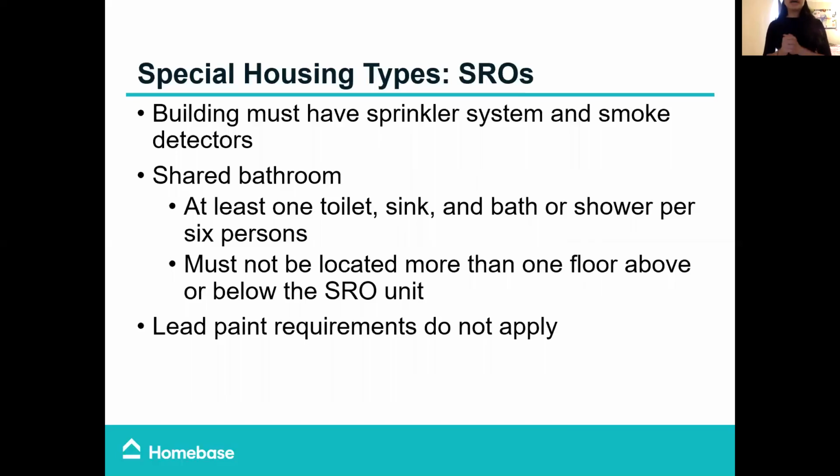The building must have a sprinkler system and smoke detectors, and for shared bathrooms, there must be at least 1 toilet, sink, and bath or shower for every 6 people. And the bathroom must not be located more than 1 floor above or below the SRO unit. I'll note that lead paint requirements do not apply to SRO housing types.